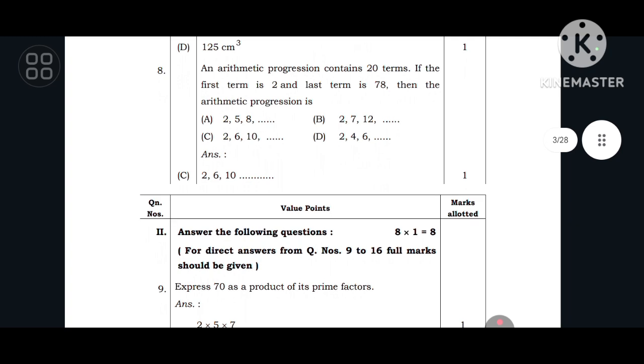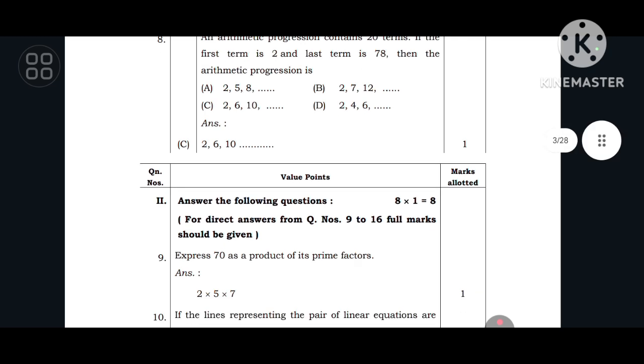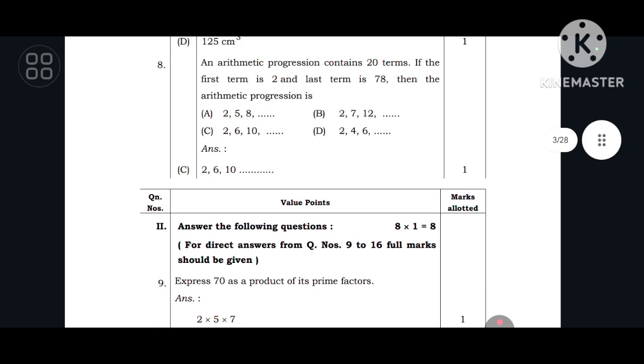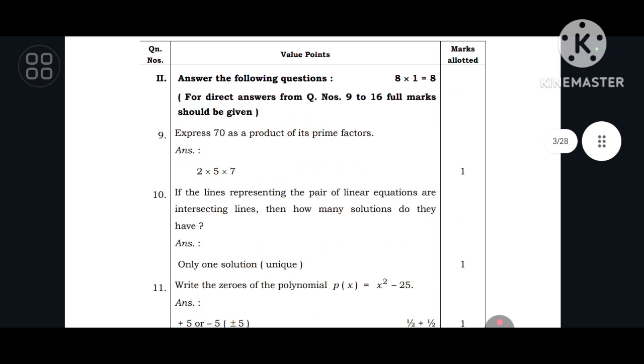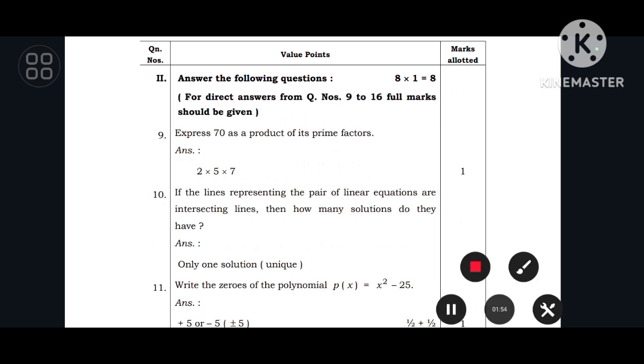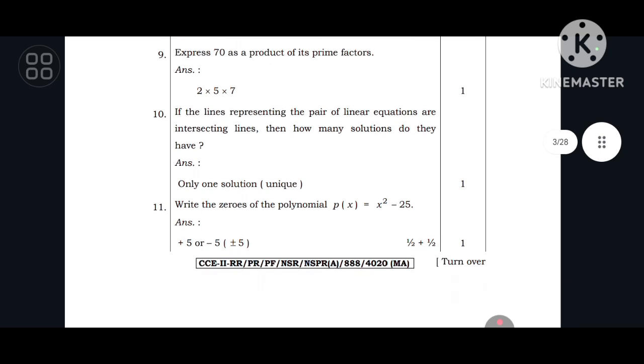Coming to the eighth question, an arithmetic progression contains 20 terms. If the first term is 2 and the last term is 78, then the arithmetic progression is, here option C is correct. 2, 6 and 10 are the correct terms. And coming to question number 9, explain 70 as a product of its prime factors. It is from real numbers, and it is 2 into 5 into 7. This is the correct answer. It is a 1 mark question.